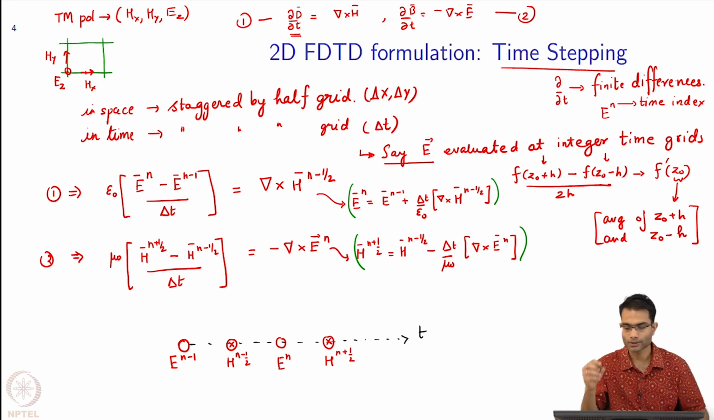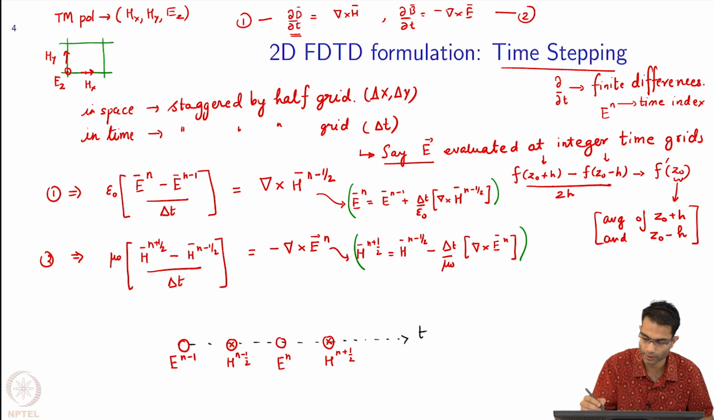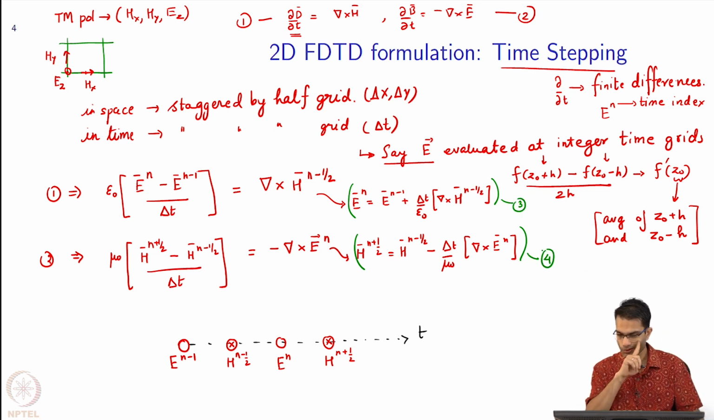Now, let us look at these two equations. Okay. So, this is equation 3 and equation 4. So, what is equation 3 telling me? Let us pay very close attention to this. Supposing I know everything in the past, and I want to evaluate the current value of electric field. So, past means the right hand side of this equation. That means I know E n minus 1, I know h n minus half. Okay. So, to evaluate E n, what all do I need? E n minus 1, h n minus half, right.